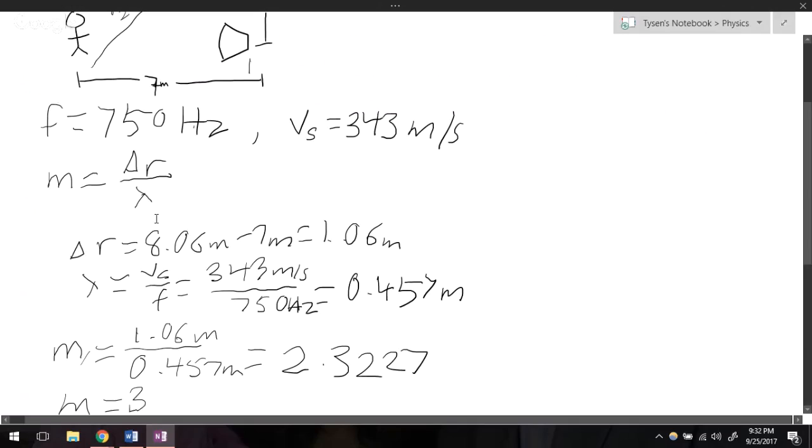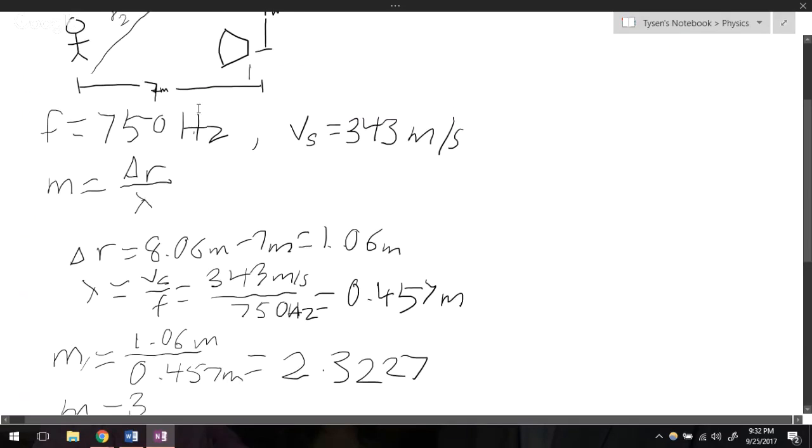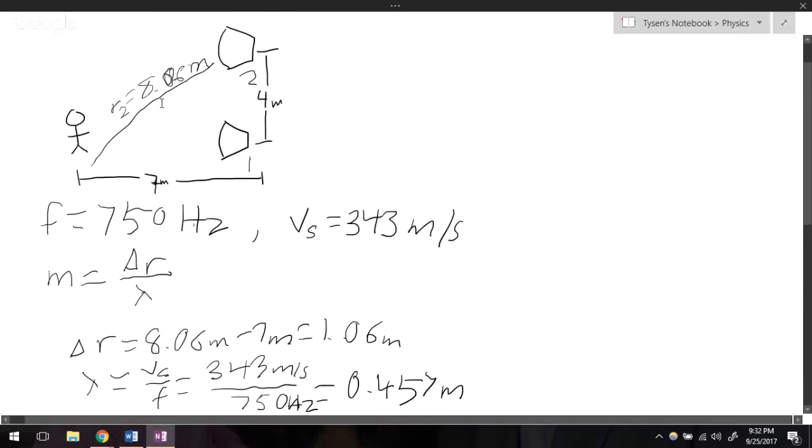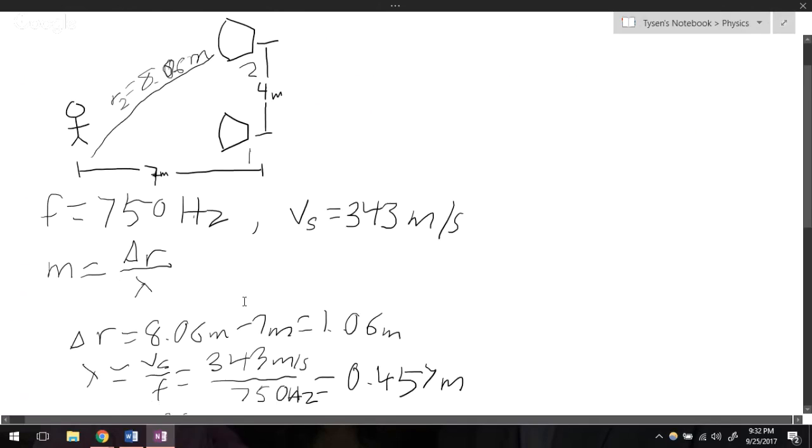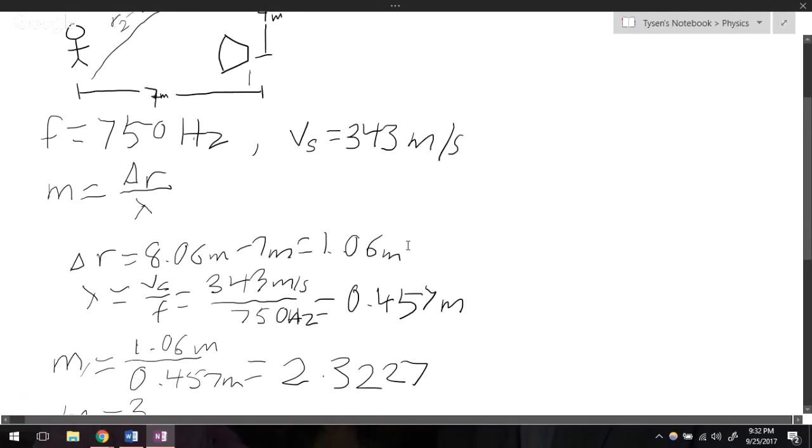So to find delta R, we take the 2 radii, 7 meters is given. The radius to speaker 2 is given by the Pythagorean theorem, which is calculated to 8.6, and so delta R is 1.6 meters. And the wavelength is given by the velocity of the sound divided by the frequency given, and that calculates out to 4.57 meters.